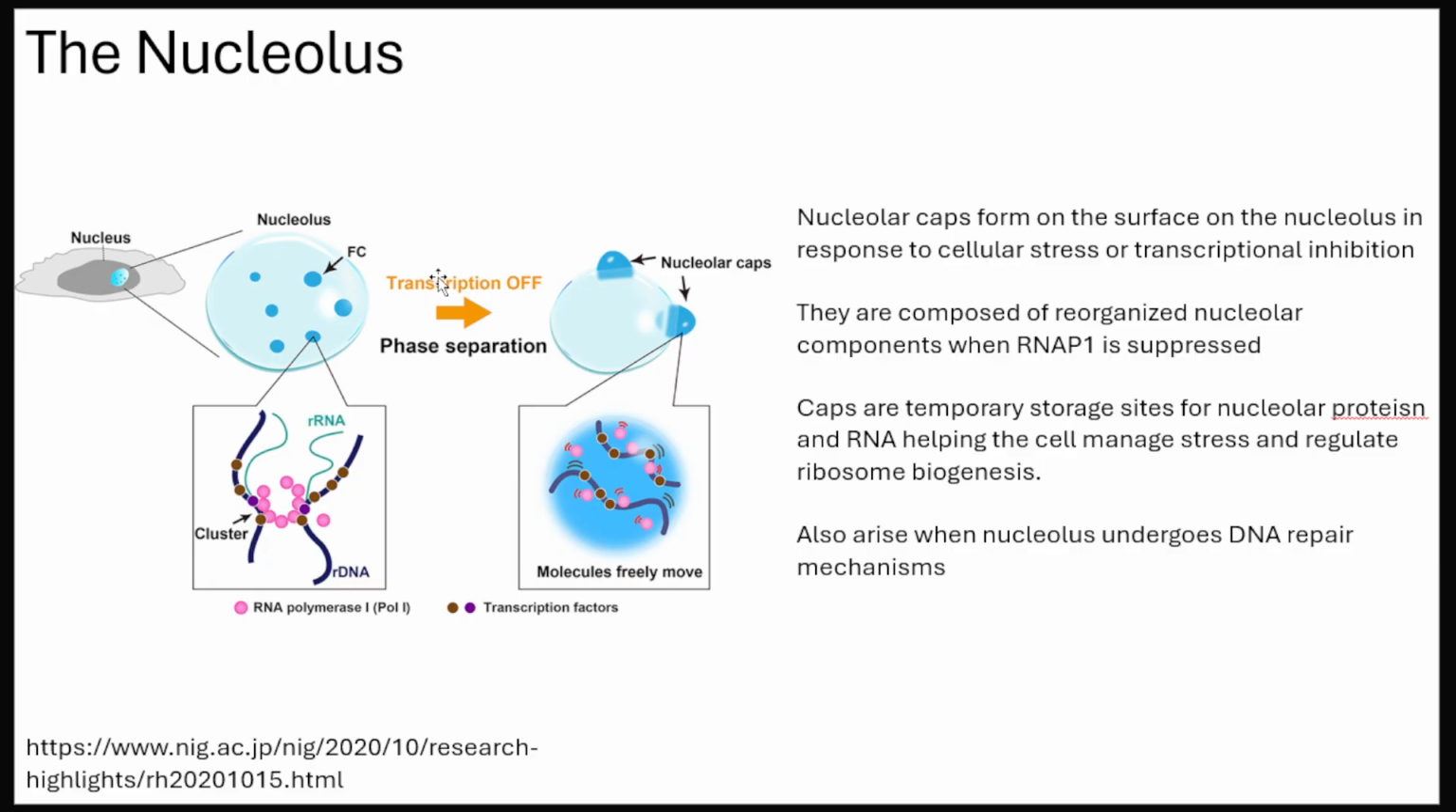They are composed of reorganized nuclear components when RNA polymerase 1 is suppressed or harmed, and the caps are temporary storage sites for nuclear proteins and RNA to help manage the cell stress and regulate the ribosome biogenesis. And they'll also happen when the nucleolus is undergoing DNA repair mechanisms to kind of preserve one of the main functions, the rRNA production for ribosomes.